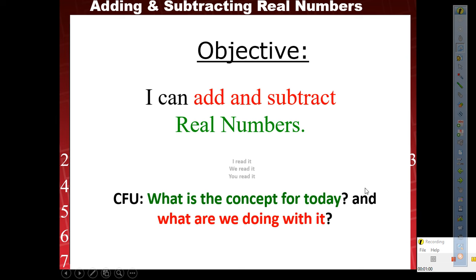And once again, at the end of the day, I'm going to upload the video so you can have it accessible. Okay? So, what is the concept for today? Tell your neighbor, please. What is the concept for today? Very good. Real numbers. If you notice, it's in green. Therefore, the concept and the objective is in green. All right, here we go.